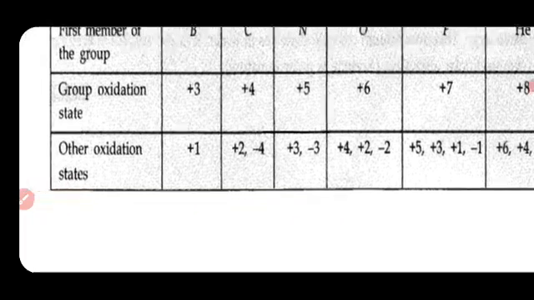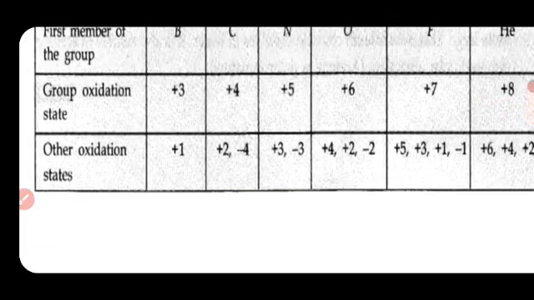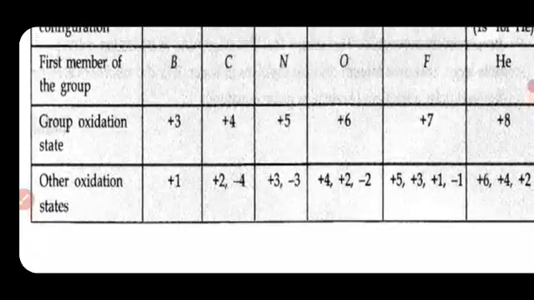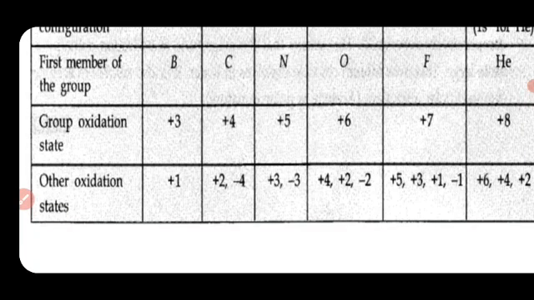Along with that, these p block elements show other oxidation states, which I told you may differ by 2 units less. So the first group, group number 13 in p block, shows one more oxidation state, that is plus 1. 3 minus 2 is 1. Then plus 4, plus 2 and minus 4. Like that, here it is plus 3 and minus 3. Plus 4, plus 2 and minus 2. Then plus 5, plus 3, plus 1 and minus 1.